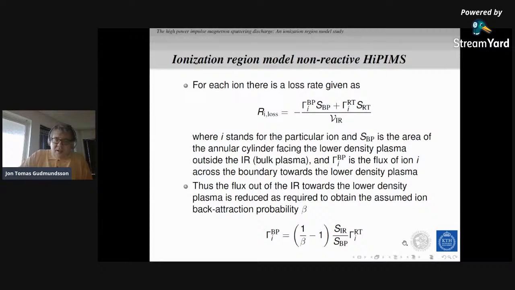And then we notice that we have a flux of species here to the target, and this flux is not only argon plus, it is also the ion of the sputtered species. And this is modeled by the equation below. So it is 1 over beta minus 1 times the density in the volume that basically goes out to the diffusion region. So here we take into account that a certain fraction of the sputtered species is ionized in the ionization region and goes back to the target. So that means they are not available to go towards the substrate. And that is how we define this factor beta, which is a very important factor in this. And like I said before, it is the back attraction probability of the sputtered species.